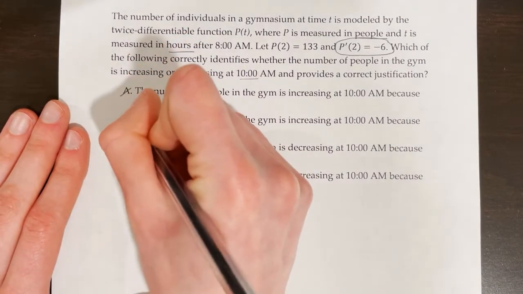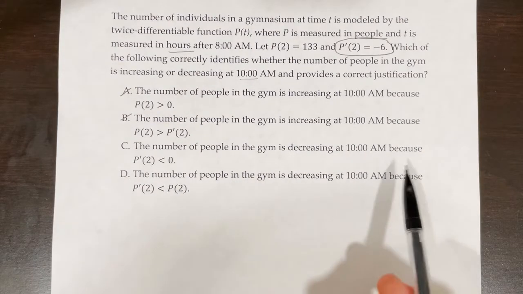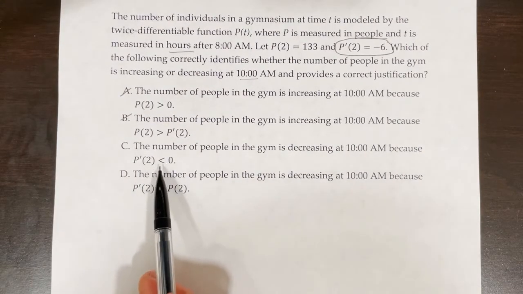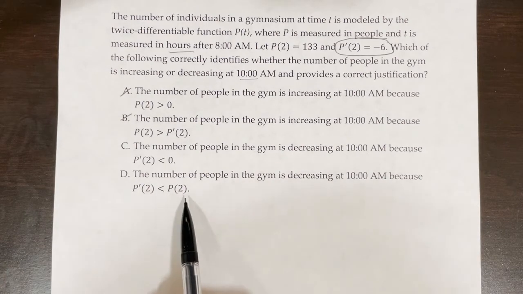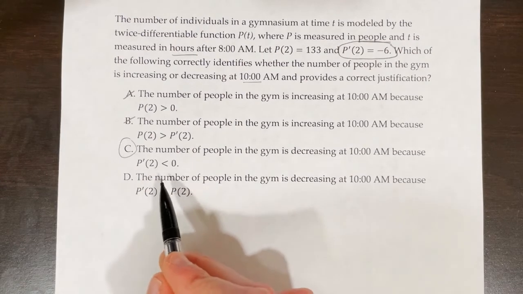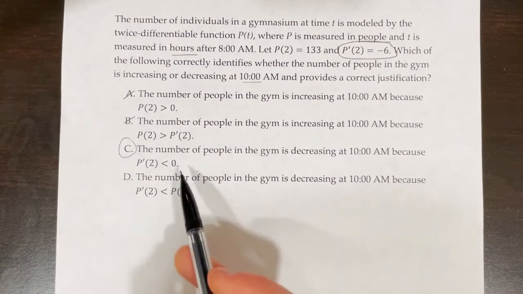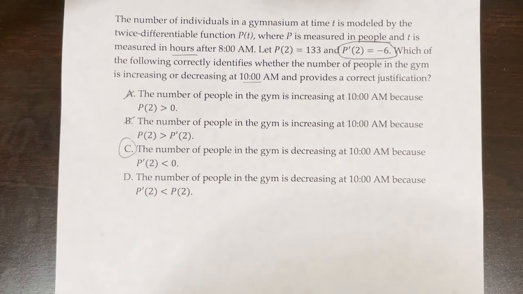So I can eliminate answer choices A and B. Now I need to pick the correct justification. Is it because P prime of t is less than 0, or is it because P prime of t is less than P of 2? Choice C is correct because I'm only looking for whether P prime of 2 is positive or negative. I don't care about what it is compared to P of 2, the number of people in the gym. Therefore, C is the correct answer.